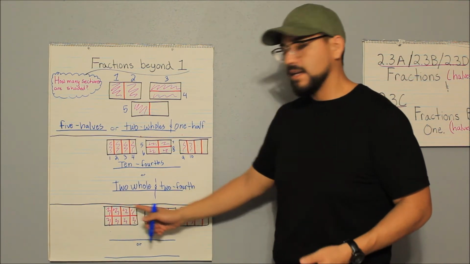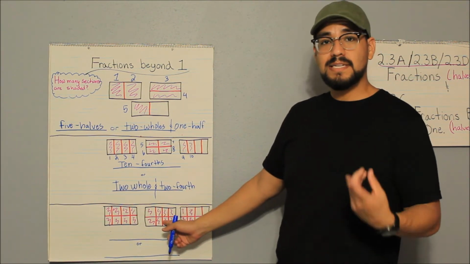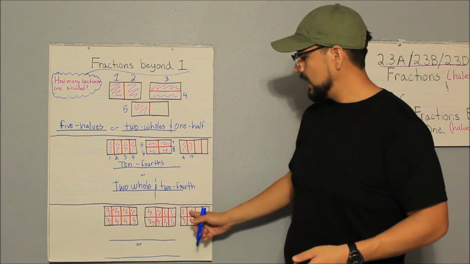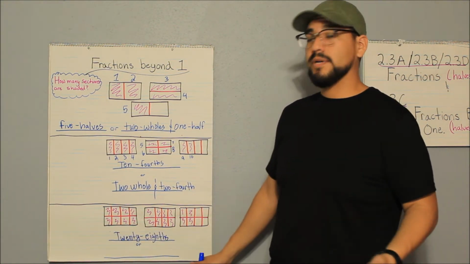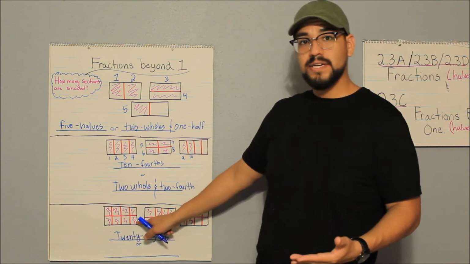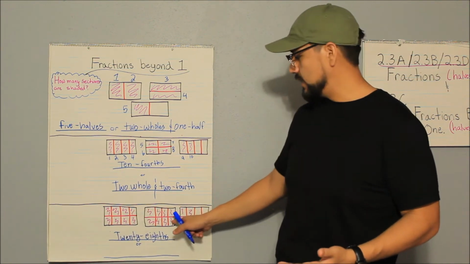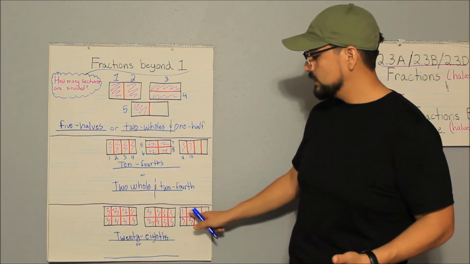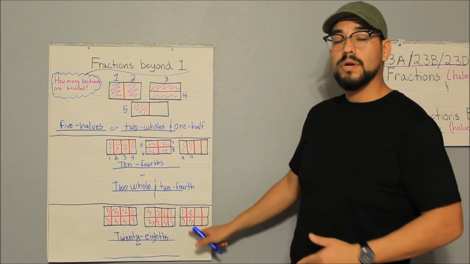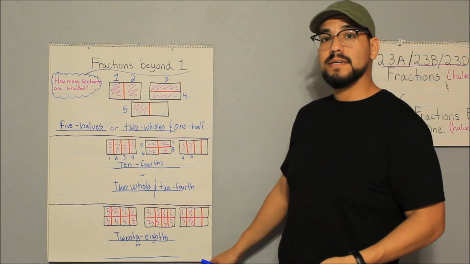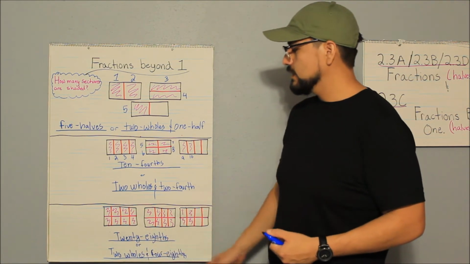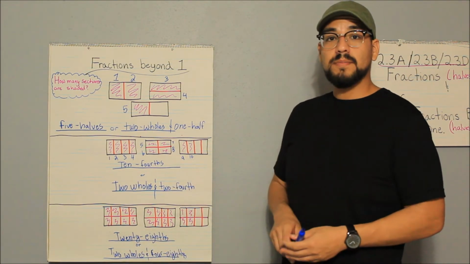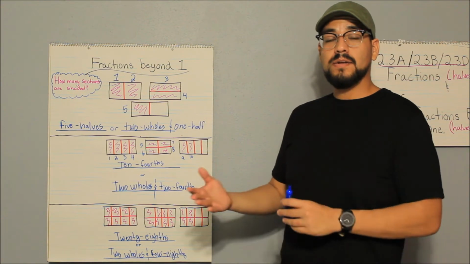I know that I have 8 here and 8 here. If you know your doubles, that's 16. 17, 18, 19, so I have 19 eighths. Or another way to put it is I have 1 whole that is shaded in, 2 wholes that are shaded in, and 1, 2, 3, 4, 4 eighths extra. So I write 2 wholes and 4 eighths. So these are the different ways that you're able to write fractions beyond 1.